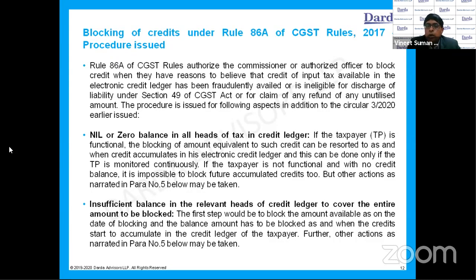Now, an earlier circular has been issued, circular 3/20, where they clarified on which basis they can do it. But still, officers have a number of queries, and these are 5 points, starting with: if there is zero balance or nil balance in all heads of credit ledger, or there is insufficient balance to cover the entire amount to be blocked, how should I block it? So the instruction is: you monitor the taxpayer, and whenever he gets the credit, you stop it. So it means once you come into scrutiny, they can monitor you and decide whenever they want to stop and block your credits. And they can do it because it's a discretionary power given under Rule 86A.